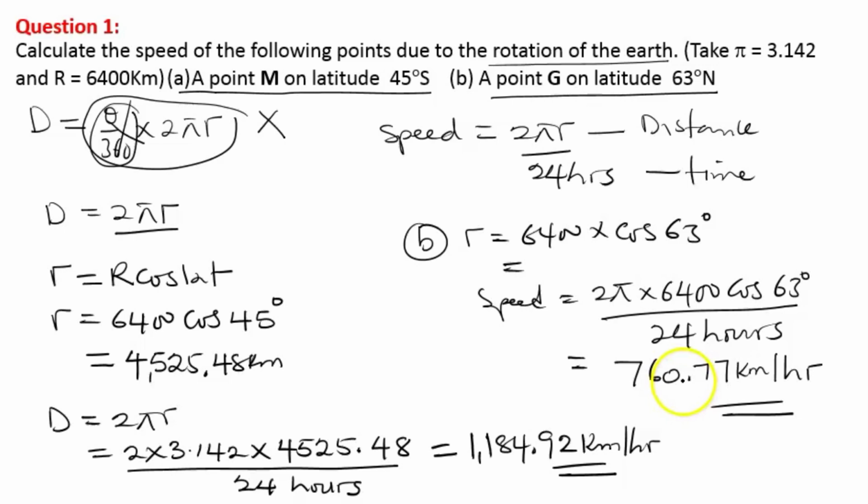What we just need to understand is that whenever they are talking about the rotation of the earth, you make sure that the formula is not the same. You are not going to use that theta over 360 you are used to. You only use 2 pi r divided by 24 hours straight as your speed, where your distance is 2 pi r and your time is 24 hours.